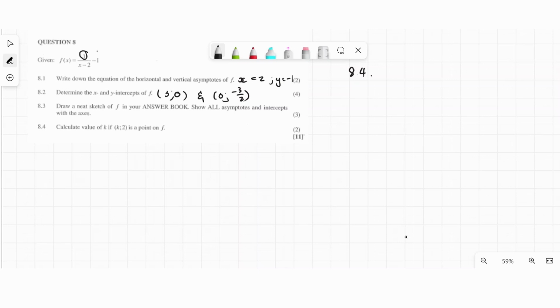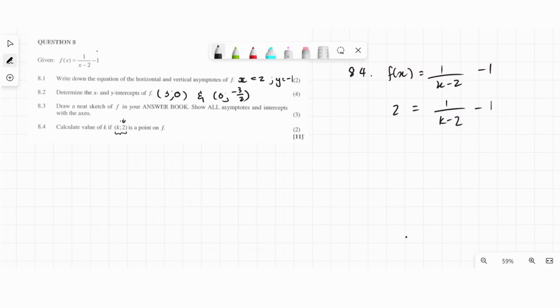Then question number 8.4 says calculate the k value. K is a point of f. What do we see? We see the fact that they gave us the coordinate, right? And they want us to calculate k. So we can just substitute this point in the function and solve for k. So we have f of x equals 1 divided by x minus 2, minus 1. Wherever we see f of x, we're going to substitute 2. So it's going to be 2 equals 1 divided by, wherever we see x, we substitute k. So it's k minus 2, minus 1.